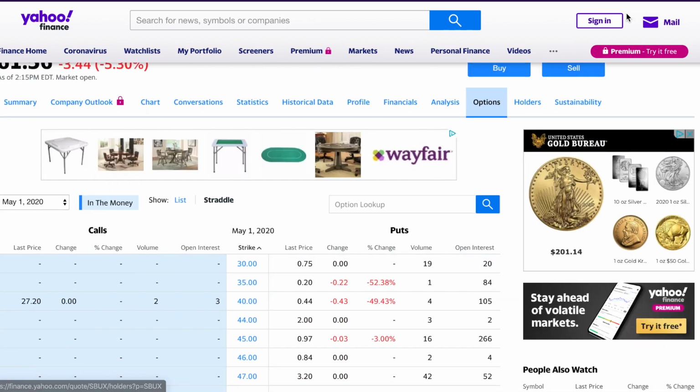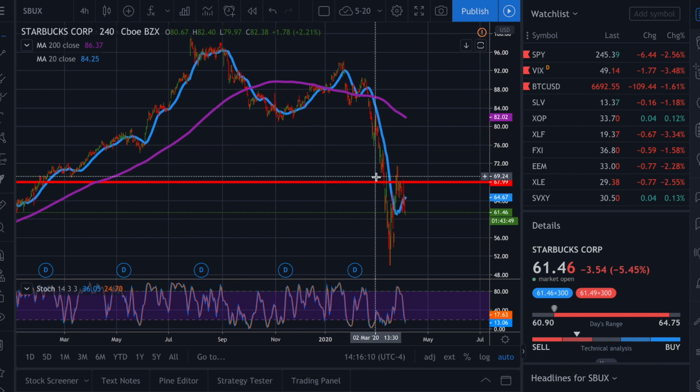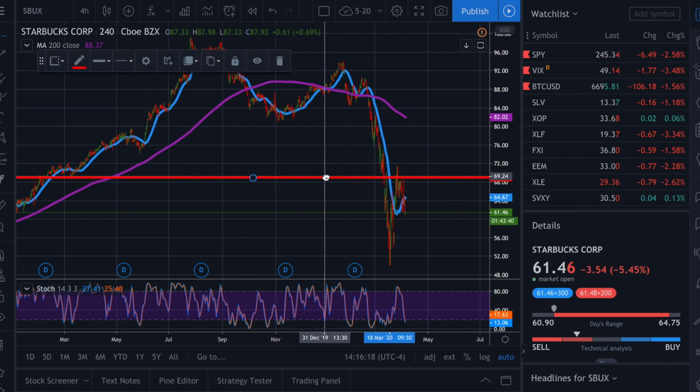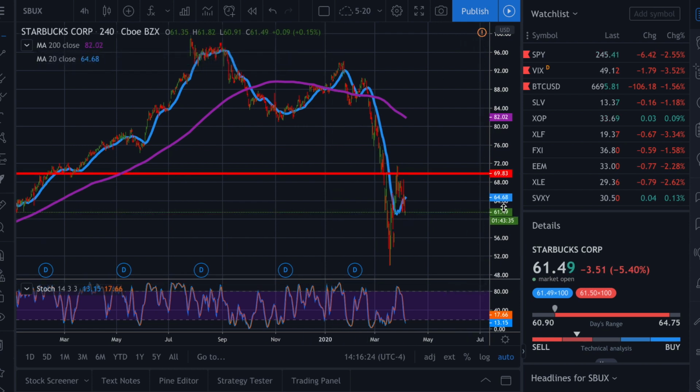Let's pull up a chart of Starbucks. Here's Starbucks. I have placed a line here, we'll move it to 70 approximately. That's pretty close. And right now we can see Starbucks again is trading around 61.5. And so we think by May 1st, let's put a vertical line at May 1st.